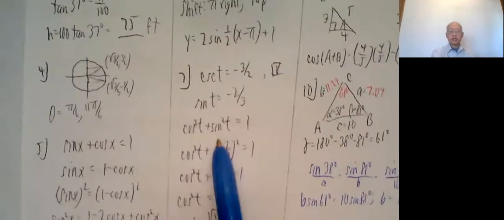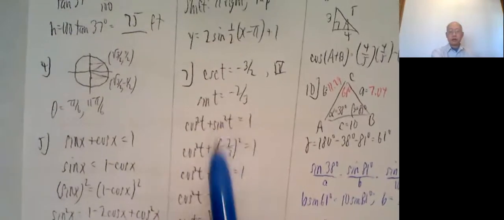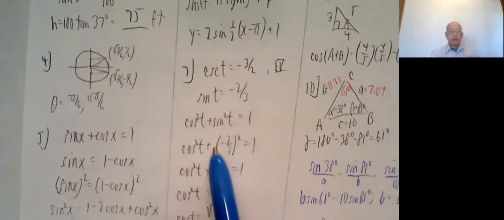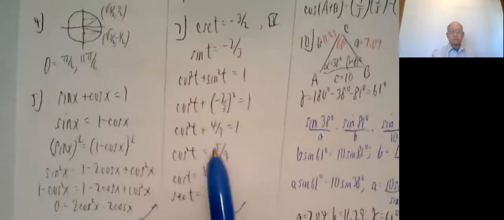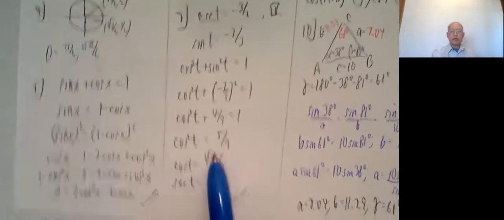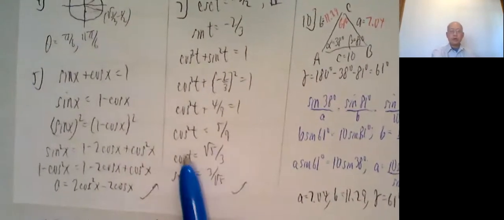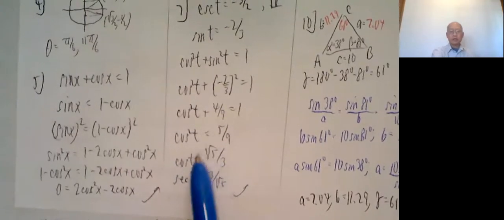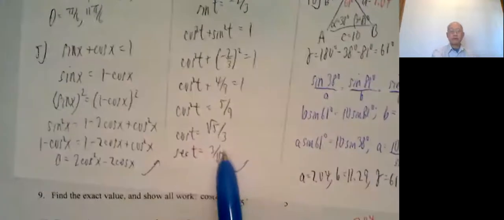Cosine squared t plus sine squared t is equal to 1. Over here, plug in negative 2/3. Negative 2/3 squared is 4/9. 1 minus 4/9 is 5/9. Cosine t is the square root of 5/9, which is radical 5 over 3. Cosine is positive if we're in quadrant 4.